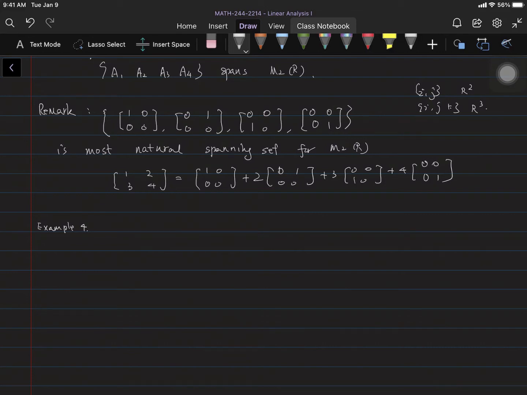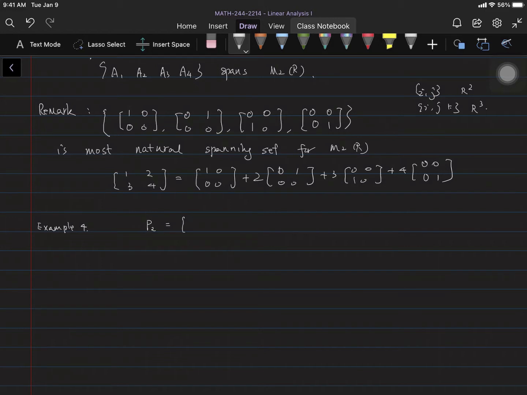Hello, everyone. So now let's finish this section, spanning set. Let's see example 4. We have P2. So this is capital P actually. P2 means all the quadratic polynomials, all the polynomials with degree 2.